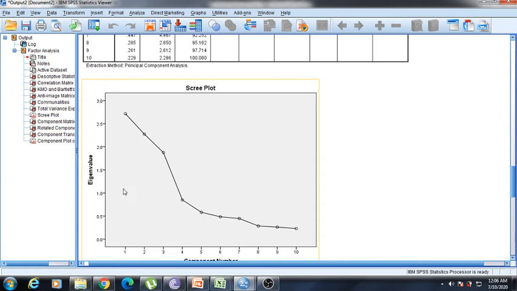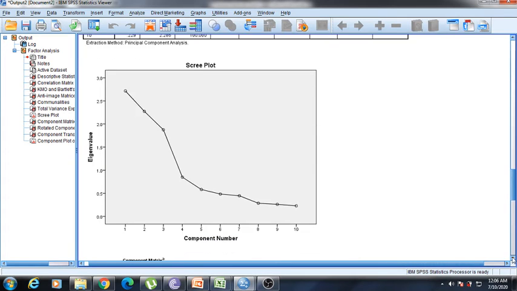So you can see the factors whose values are greater than 1. How many factors? 1, 2, 3. So these are the 3 factors whose values are greater than 1. You can see 1 is here. So how many factors are above 1? These 3 factors. So we can extract 3 factors, and we have already seen this in the total variance explained.